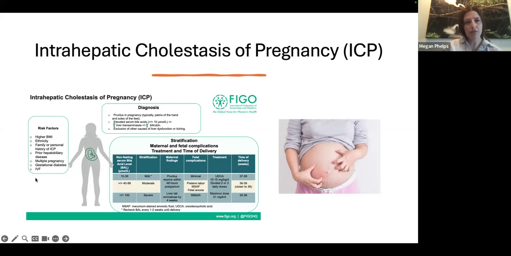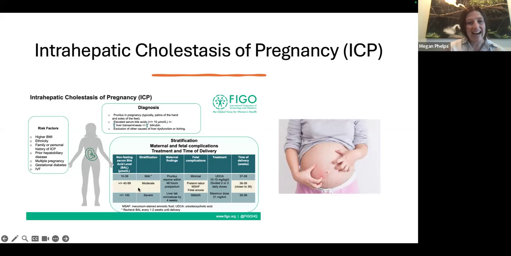Here are some risk factors for cholestasis. I think a really big one is having a family history or a personal history of cholestasis. And then right here, this helps delineate cholestasis by their bile acid level, and it determines their risk as well as the goal timing of delivery. So 10 to 39 is pretty low risk. Usually, not always, the babies do okay. And then delivery timing would be 37 to 39 weeks. SMFM says anywhere from 36 to 39 weeks.